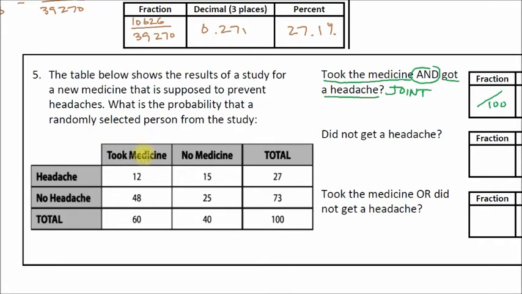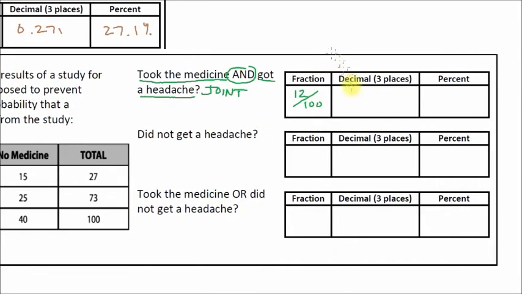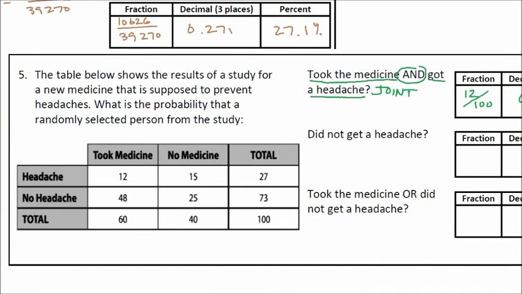Took the medicine, here's took the medicine, and got a headache, here is our headache. So there's our connection or a joint probability. 12 people out of 100 took medicine and got a headache, so the fraction is 12 over 100. And if we divide that out, anything over 100 is pretty easy. It's going to be 0.12 or exactly 12%. Alright, how about the next one?